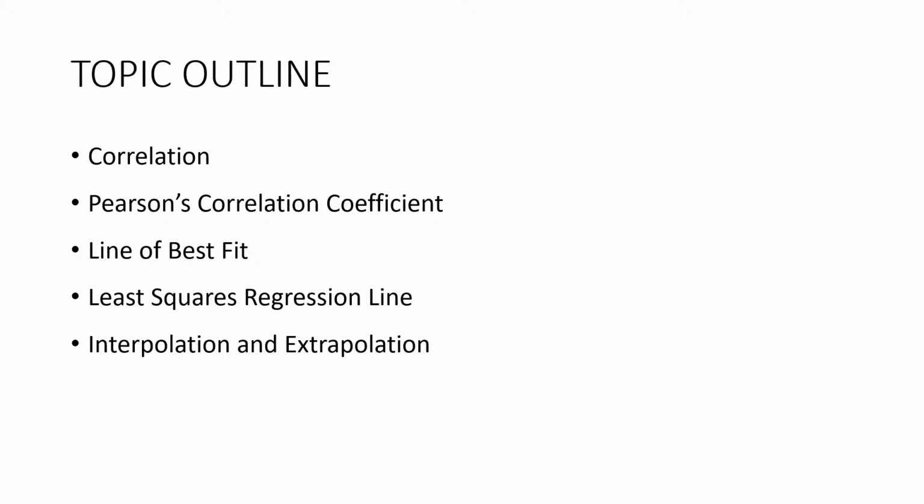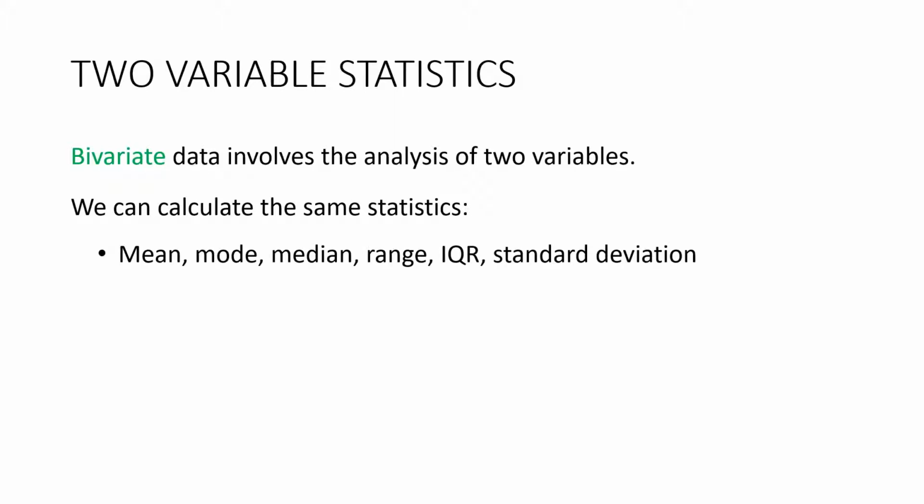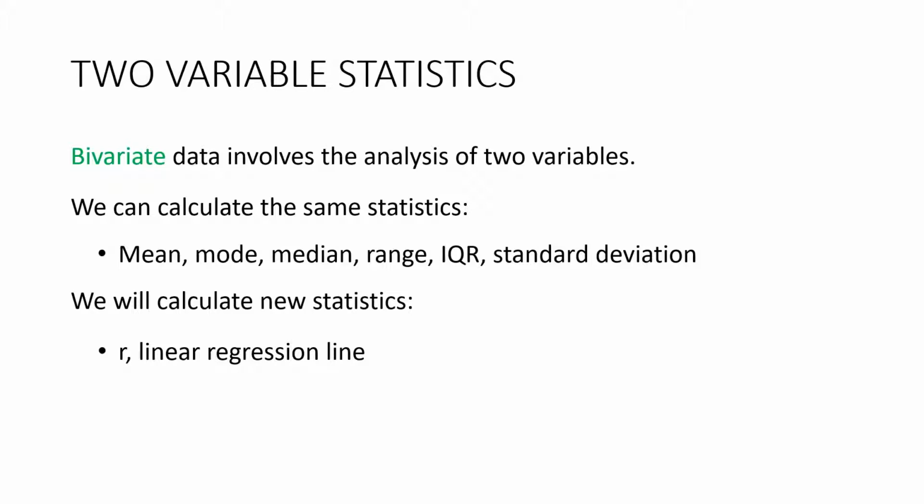Now, two variable statistics is called bivariate data, and it involves the analysis and display of two variables. We can still calculate the same statistics like mean, mode, median, range, interquartile range and standard deviation, but we're going to learn to calculate some new statistics as well, like R, which we'll go into what that is in a minute, and linear regression lines.